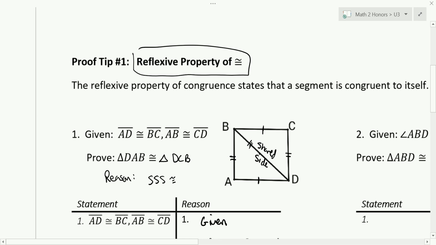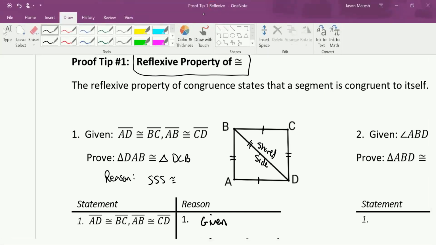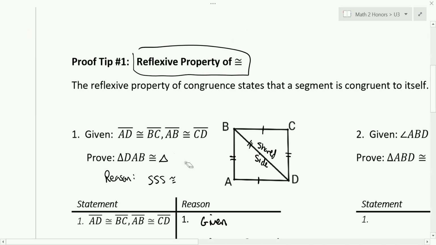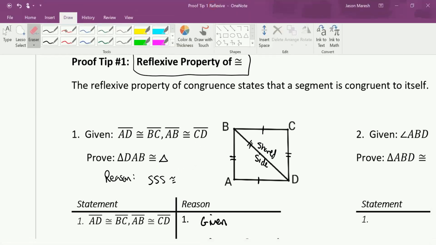So is DA the same as DC? DA, I put a 1 mark on there. DC, I put 2 marks. No, we don't want those to be lined up. So DCB would be wrong. And so you always want to stop and check, is my correspondence right? And so DCB would be wrong. What should it be?